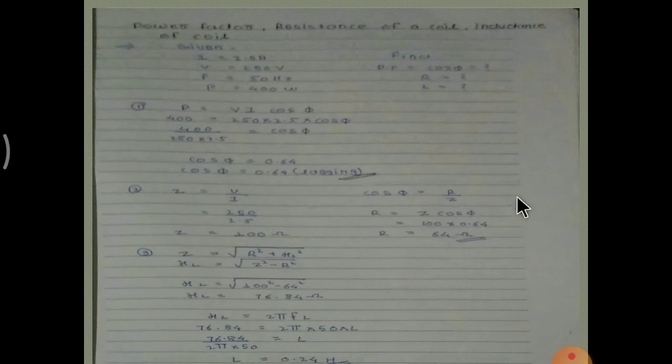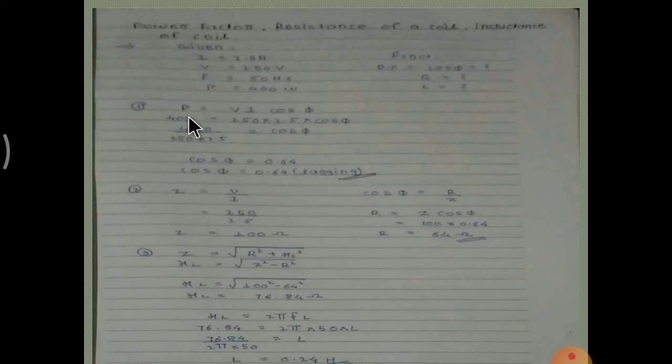Then calculate the power factor. Then find the resistance of the coil, that is R. We have to find out cos phi or power factor, and after that the value of resistance R and the inductance of the coil L. Given data is I equal to 2.5 ampere, V equal to 250 volt, frequency 50 Hz, power 400 watt. This is the given data, and we have to find the power factor, the value of resistance and the value of inductor.